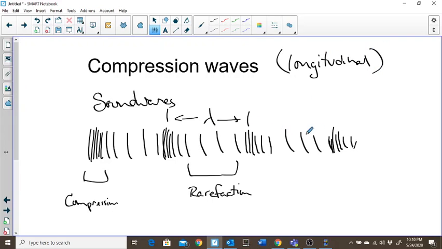What we have is our amplitude in essence in this direction, and we have our velocity also in the same direction. So they're going along in the same way, in the same direction. So that's our compression wave.